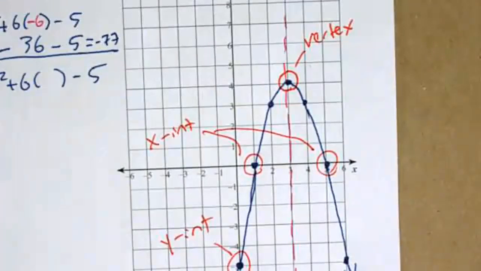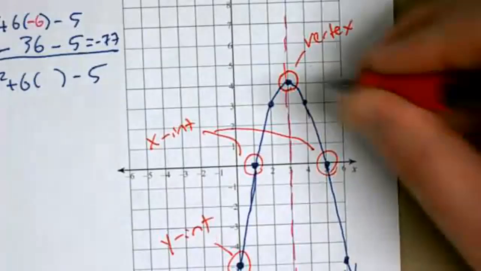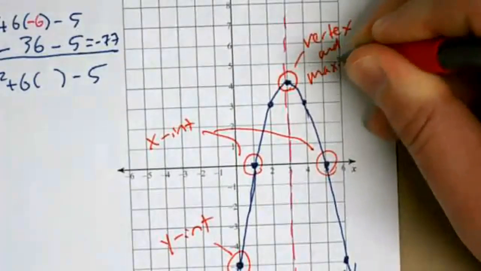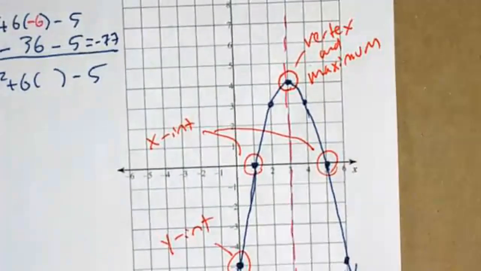Is it the highest point on the graph or the lowest point on the graph? So we're going to also call it a maximum, because it's the highest point on the graph. And the only thing we're missing is a minimum. What is the minimum? What is the lowest point on the graph? Trick question, by the way. It would keep going down forever and ever, so there is no minimum.